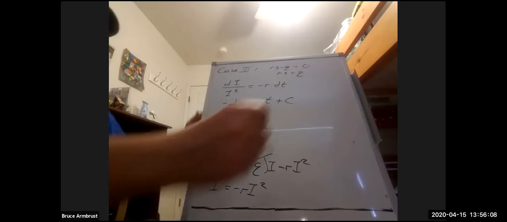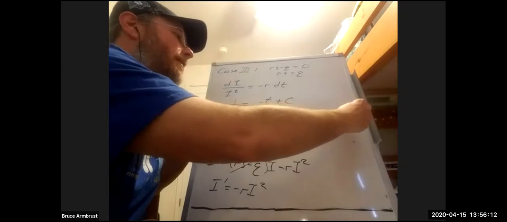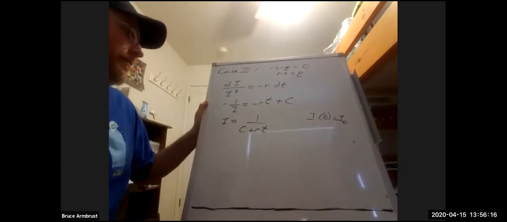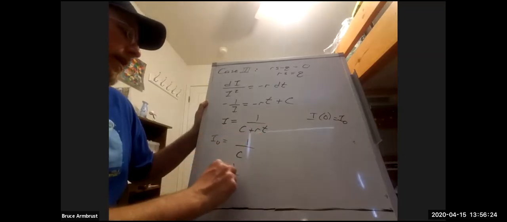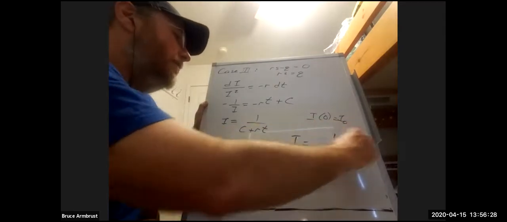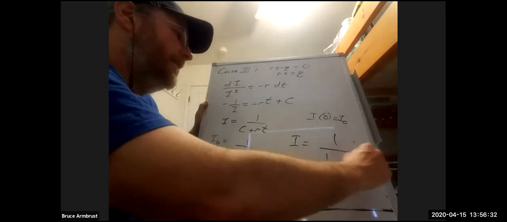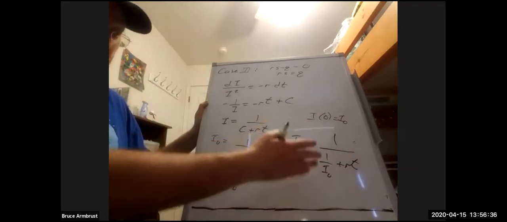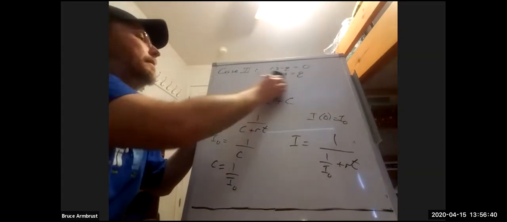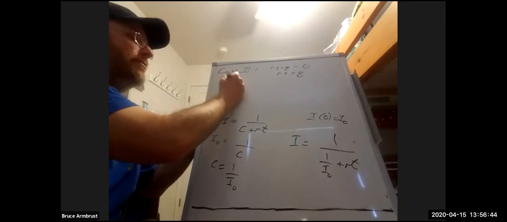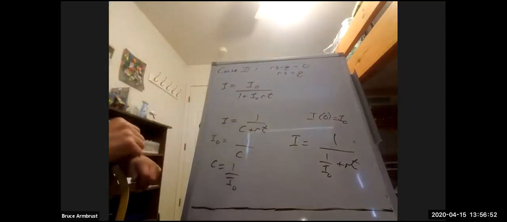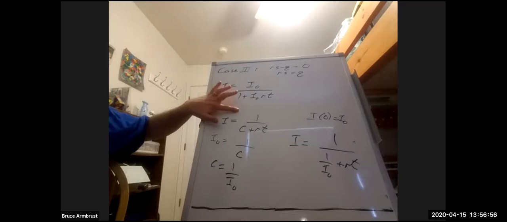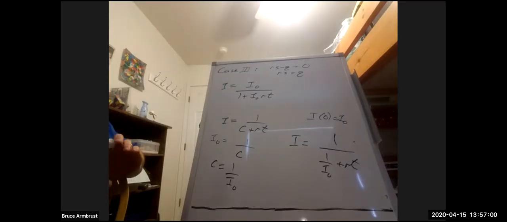So now let's get our initial value and figure out what C is. I of 0 is equal to I naught. So from this, we get I naught is equal to 1 over C, since T was 0. So C is 1 over I naught, and we get I equals 1 over I naught plus RT. I'm going to multiply by I naught just to get rid of that. So we end up getting I is equal to I naught over 1 plus I naught RT. So that's the solution if Q is actually equal to RS.